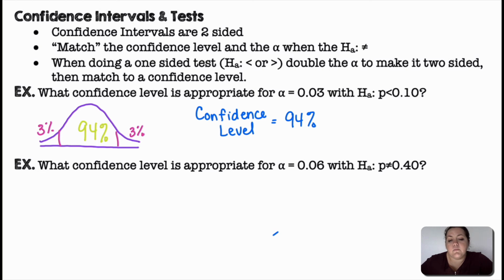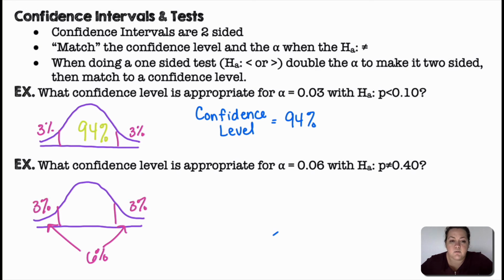What confidence level is appropriate for an alpha value of 0.06 if this would be a not equal to, or a two-sided test? All right, so here's my normal curve. I know that both of the tails have to make 6%. So that means it's 3% on either side, which still makes it a 94% confidence level.